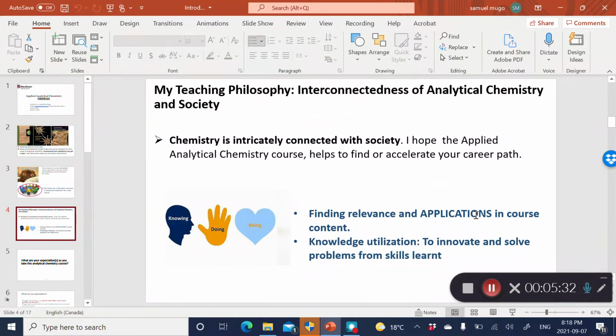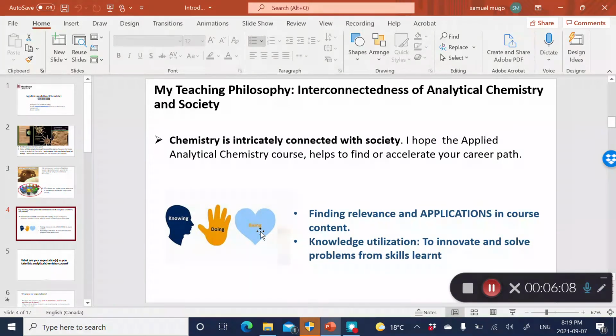When you learn a theory, I would like to see you guys apply it towards solving a problem. It's not just the knowing. I really care about making sure that the students can apply whatever theory they are learning into doing. And by doing so, that's the only way you can be whatever you want to be in different career paths that you choose. And so knowledge utilization is very important as my teaching philosophy.